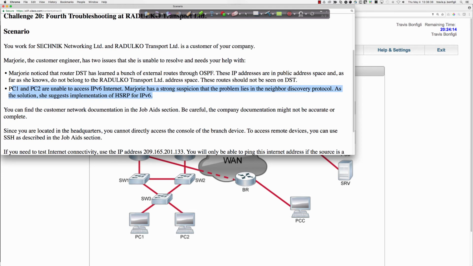So to be clear, PC1 and PC2 are unable to access the IPv6 internet. Okay, so when I see this, I'm immediately thinking that it could be an IPv6 ACL, and in that IPv6 ACL, there's going to be a deny statement somewhere for the neighbor discovery that would allow us to get connectivity, if that's the suspicion. So let's sort this out.